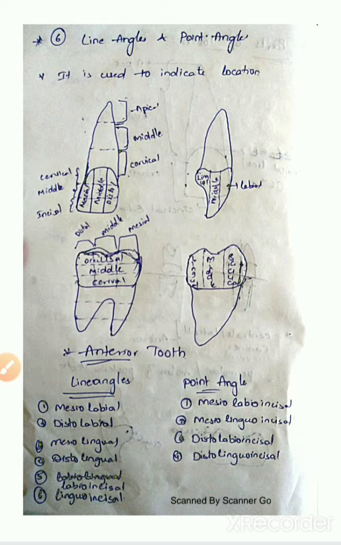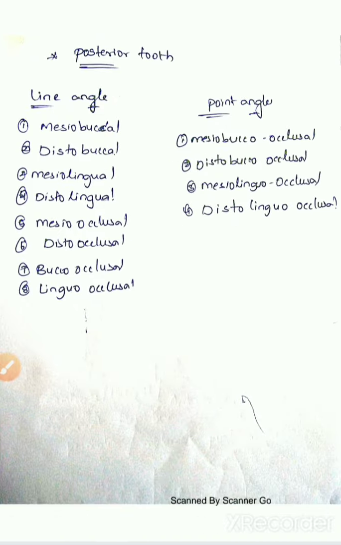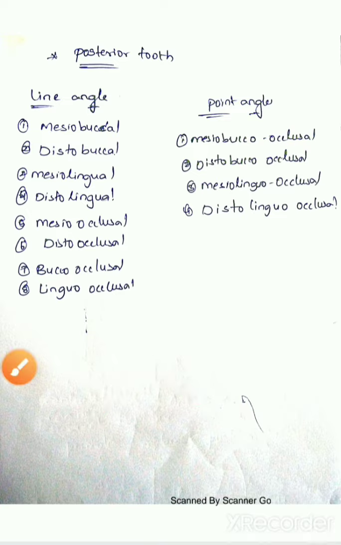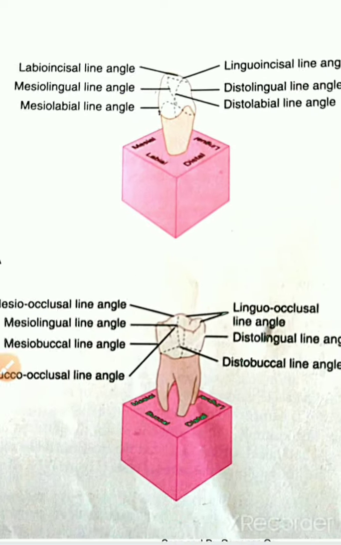Usually an anterior tooth has 6 line angles and 4 point angles. I'll show in diagrams, whereas a posterior tooth has 8 line angles and 4 point angles. A line angle is the junction of 2 surfaces, whereas a point angle is the junction of 3 surfaces. So I'll show in the diagram.